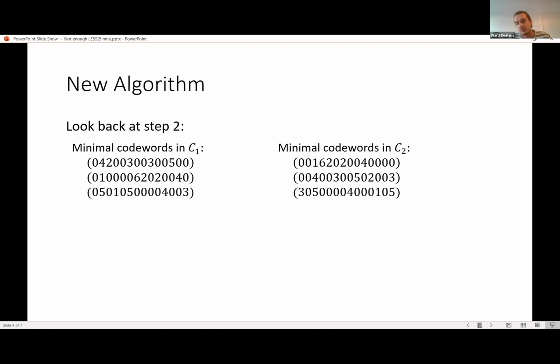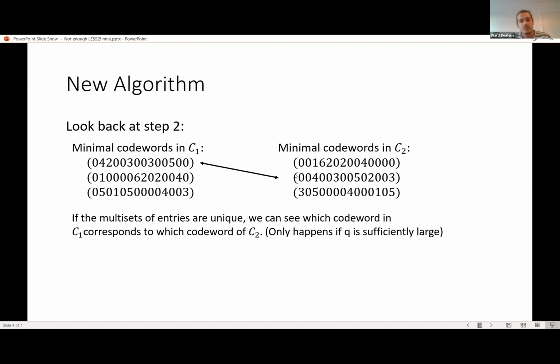And now we're going to look at the new algorithm, which is a bit similar, but instead of matching the positions in C1 with the positions in C2, we're first going to match the code words, the minimal code words in C1 with the code words in C2. And if you look at the first code word on the left, it has 1, 4, 1, 2, 2 3s, and a 5. So you know that its permutation needs to have the same set of entries. So you immediately know that it has to correspond to the second code word in C2, right? And this is because the set of entries is unique, so it only can correspond to one of the minimal code words in C2.